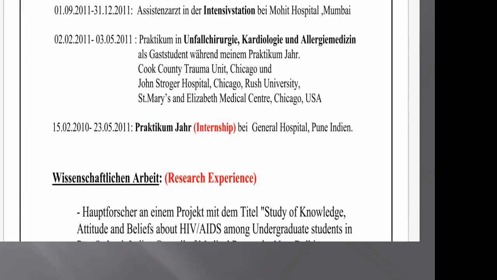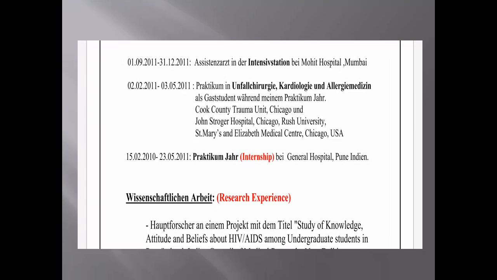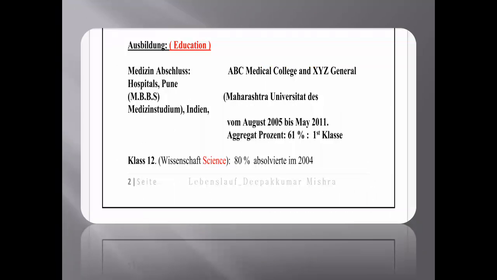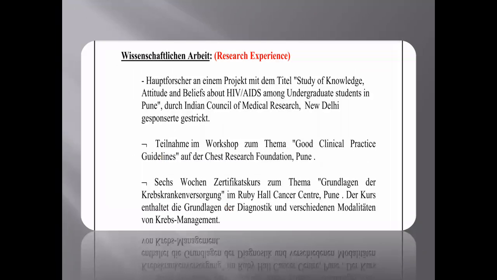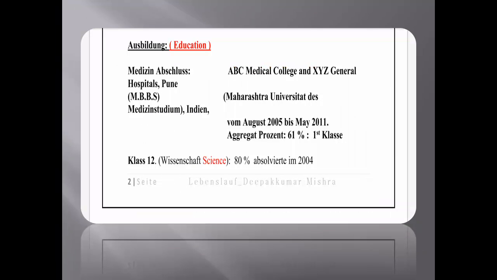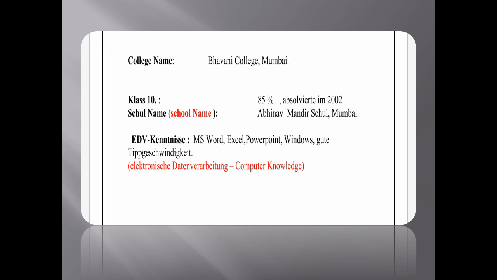Going ahead. So yeah, wissenschaftliche Arbeit we have seen here. Then we go to Ausbildung. We are already at the end of the CV. Ausbildung is education. You write about your MBBS course. Where did you study it? Which university was that? Duration of the course, the percentage which you have got, that also you can write. Then I have written about class 12, the percentage, the year, the name of the institute. The same about class 10, and EDV-Kenntnisse.